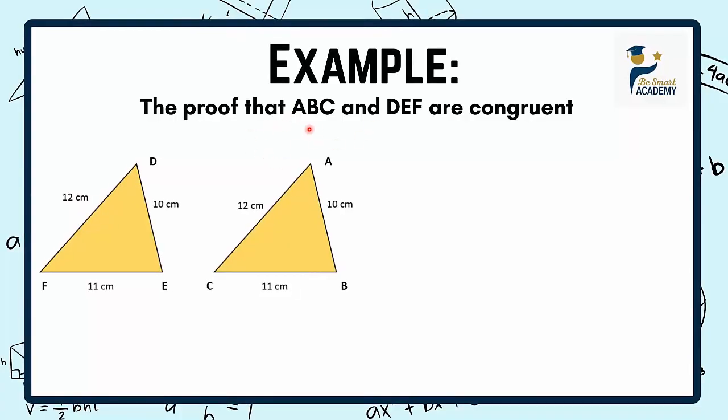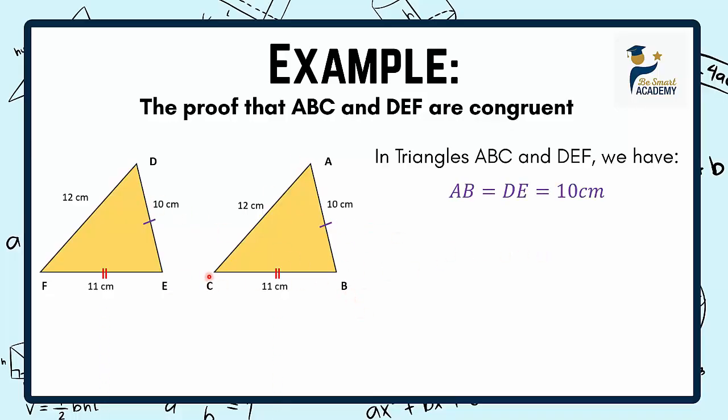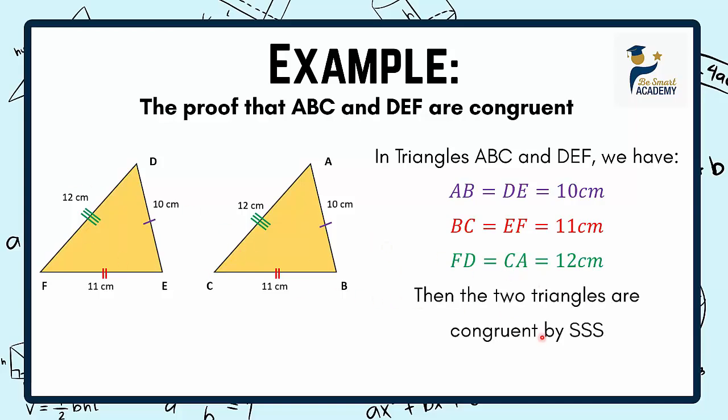What we said earlier: in those two triangles, ABC and DEF, we have those two sides, DE and AB, are equal, both are 10 centimeters. Similarly, CB and FE are both equal, both are 11 centimeters. FD and CA are both equal, each equals 12 centimeters. Then the two triangles are congruent by side, side, side. This is how we prove it.